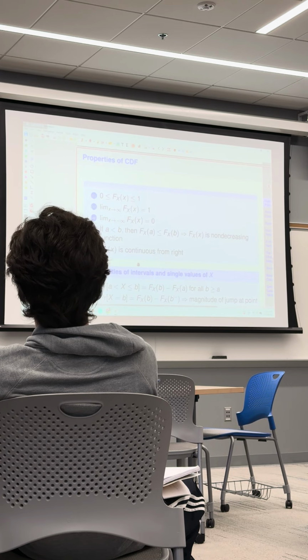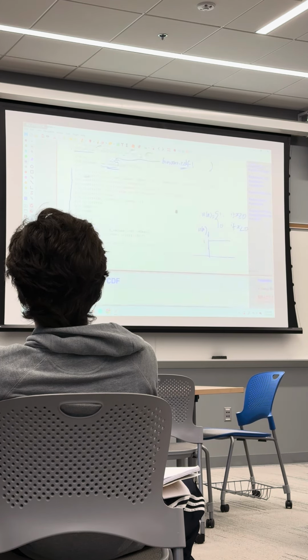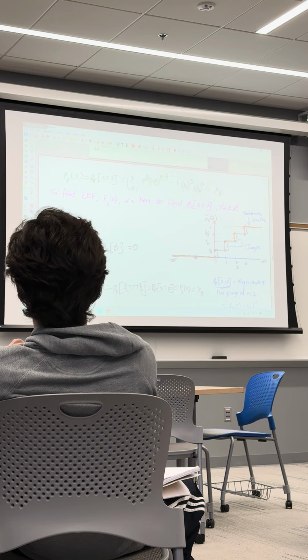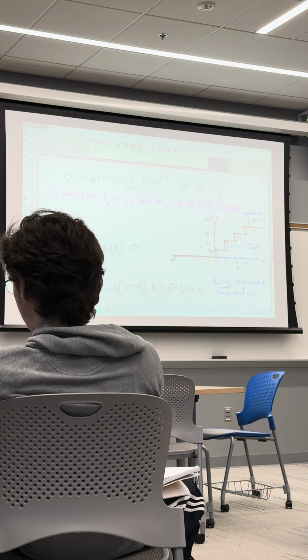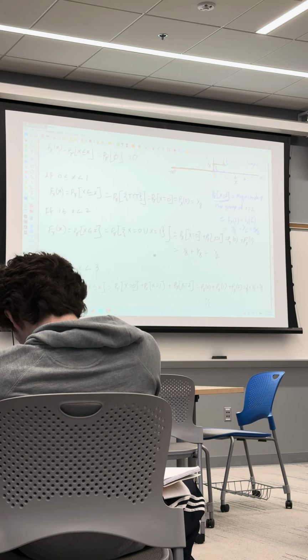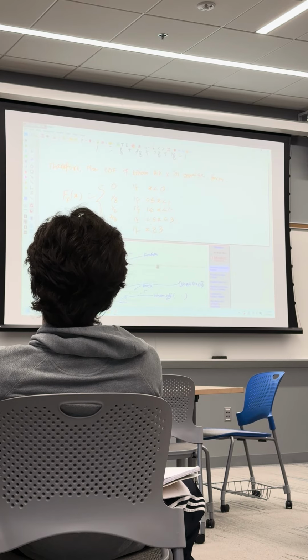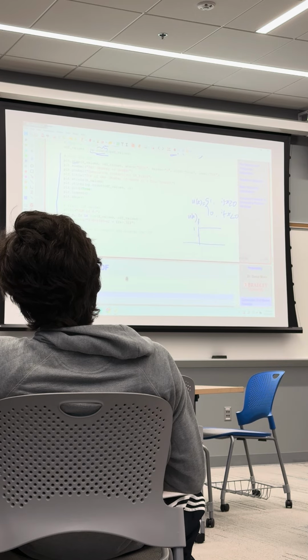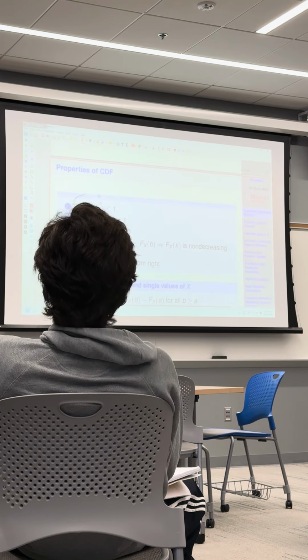Now, the properties of CDF. Look, 0 is less than or equal to f of x, which is less than or equal to 1. Why is that? It's right here. f of x cannot be more than 1, f of x cannot be less than 0. So for all random variables that you know. Here we solved a binomial random variable, but for any random variable you can think of, f of x has to be between 0 and 1.